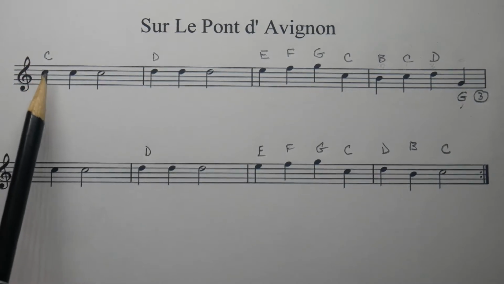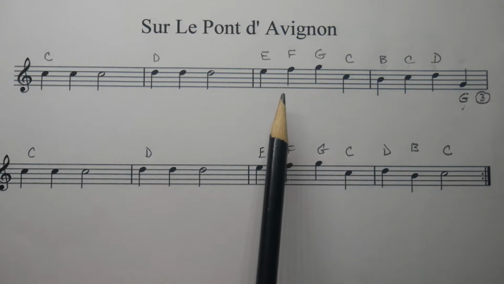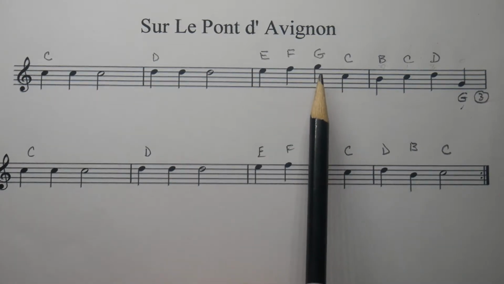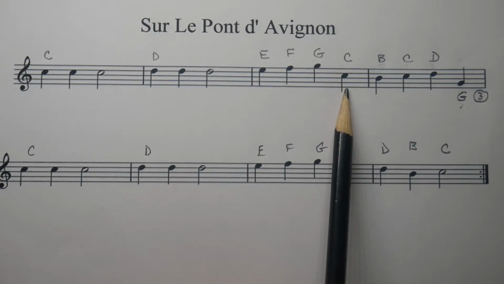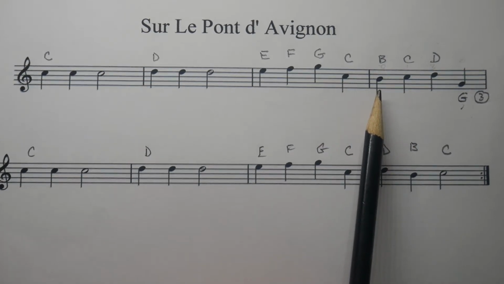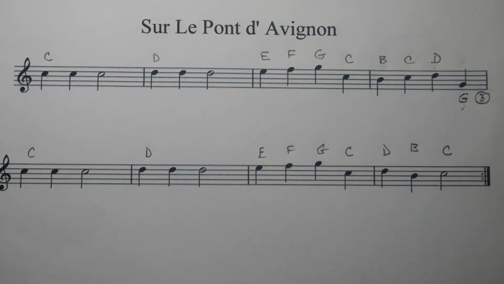So over here we have C 3 times, we have D 3 times, and we have E, F, G, which is the notes on first string, which we talked about before. We're going to jump down to C and then play B, C, D, G. So at this point, we're going to go to my computer and play along with the computer.